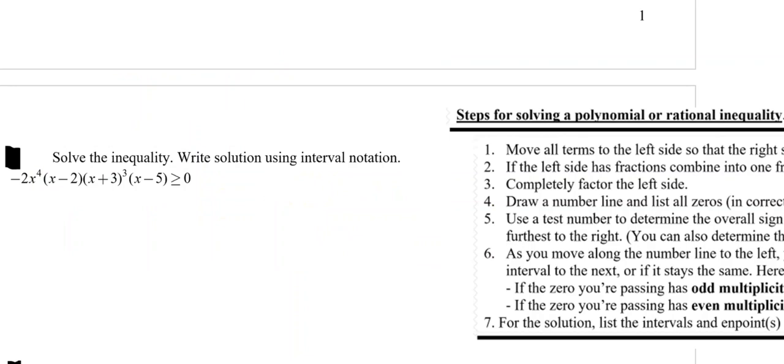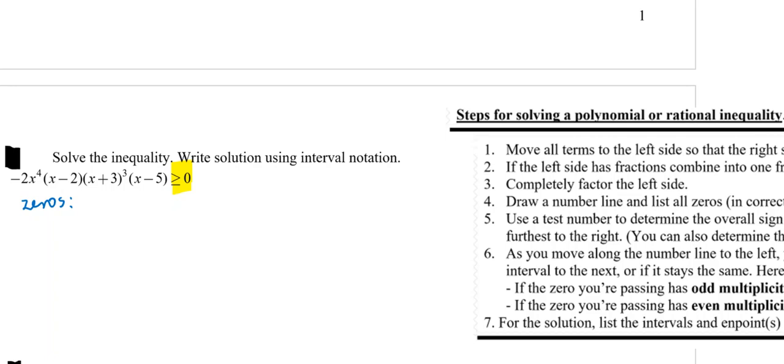So for the first step for this one, there's nothing to do because we already have 0 on one side. And the second step doesn't apply because there are no fractions. The third step, we already have everything factored out here, so we don't have to do anything there. So we're just going to list the zeros, list their multiplicities, and then put them on a number line in order. Zeros are basically what we also called critical values when we were doing this in the earlier chapter. So each factor gives us our zeros.